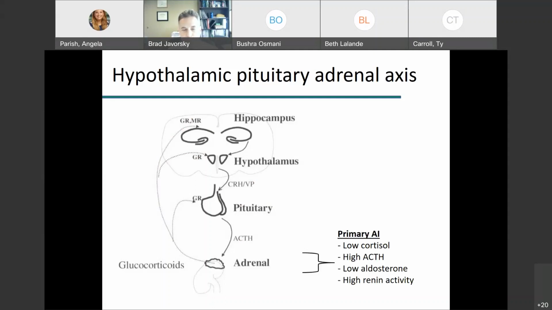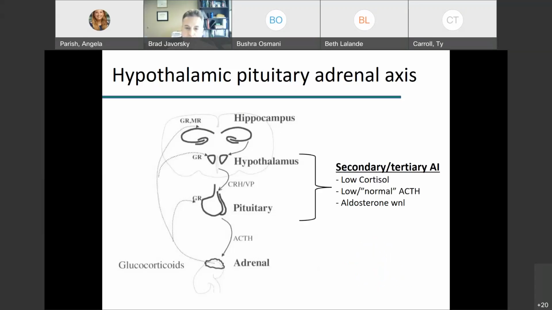With primary adrenal insufficiency, we have a defect in production or secretion of cortisol from the adrenal gland. And with that, we see low cortisol levels, high ACTH levels, as well as low aldosterone and high renin activity. With central adrenal insufficiency, or secondary or tertiary adrenal insufficiency, you see low cortisol and low or inappropriately normal ACTH levels, but the aldosterone levels are within normal limits.